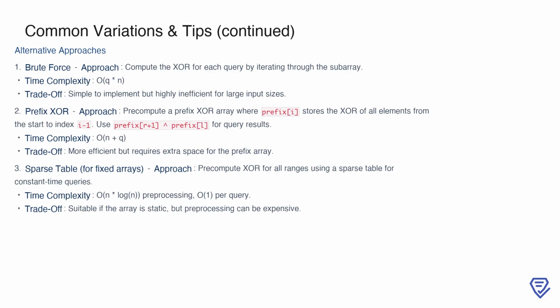An even more advanced technique is the sparse table, which is suitable for static arrays. Here, you pre-compute XOR values for all ranges, allowing for constant-time queries. However, the pre-processing step has a time complexity of O(n*log n), which can be expensive. Each of these methods has its trade-offs, so selecting the most appropriate approach depends on the problem constraints and requirements.